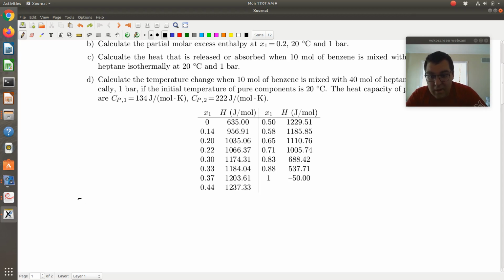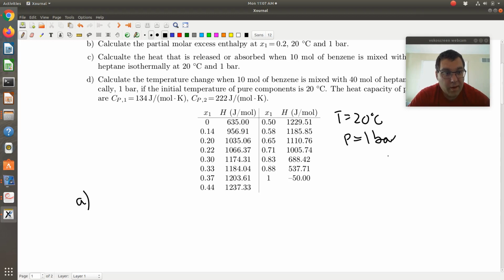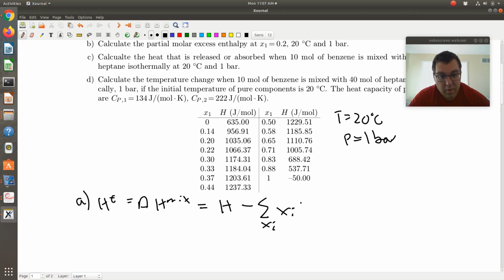Okay, so in A, the question at hand is essentially: given this tabulated data, which is all at a temperature of 20 degrees C and a pressure of 1 bar, go ahead and calculate the excess enthalpy. Well, the key is to remember that my excess enthalpy is just equal to delta H of mixing. So I'm mixing pure components at constant temperature and pressure, so delta H of mixing would be equal to the enthalpy of my final mixture minus the molar average of those pure component systems I'm mixing together.